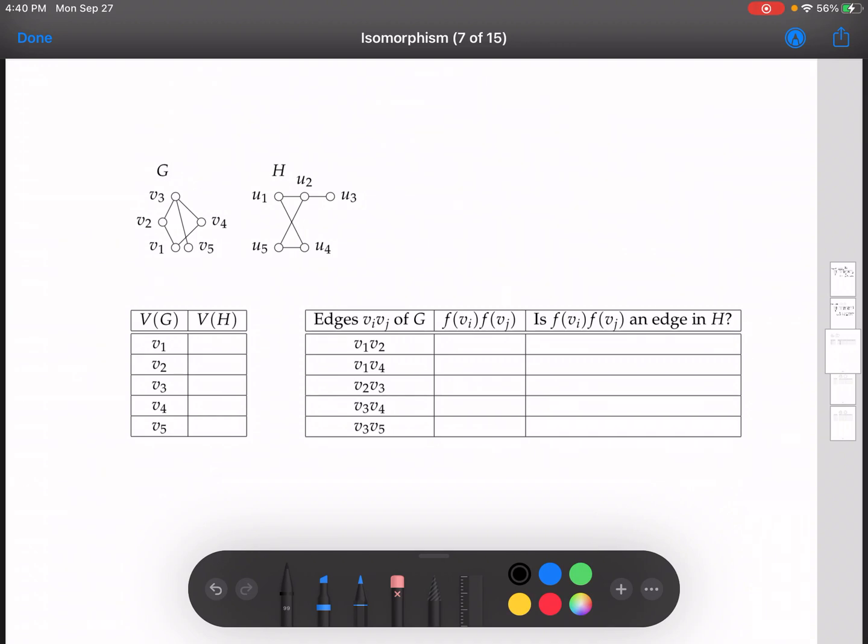All right, so in this example, we have two graphs, G and H, and we want to decide if they're isomorphic or not. Now, let's see. If you think about redrawing G, you could redraw G like this. So this would be V5, that would be V3, that would be V4, V1, and V2.